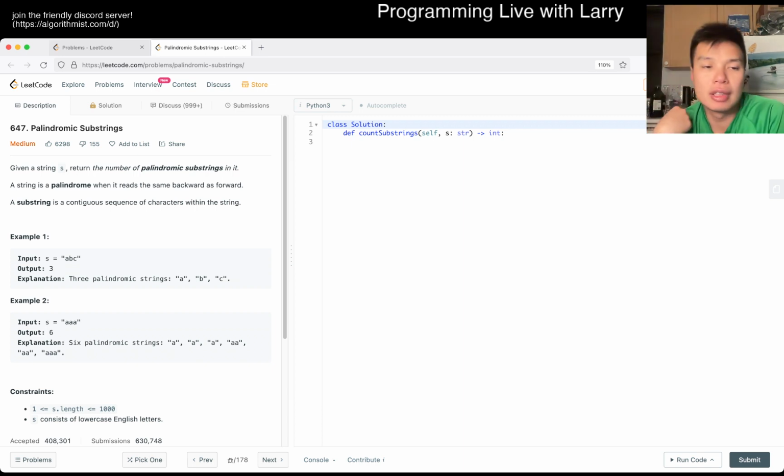So I'm just trying to think, there are a couple of things you can do about this one, right? If you do it very naively, well, there are n choose two number of substrings in general, and then if you check each of them in linear time, that's O of n for each, and therefore it's going to be O of n cubed in total, which is going to be too slow.